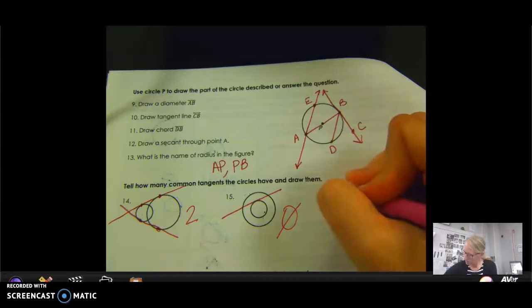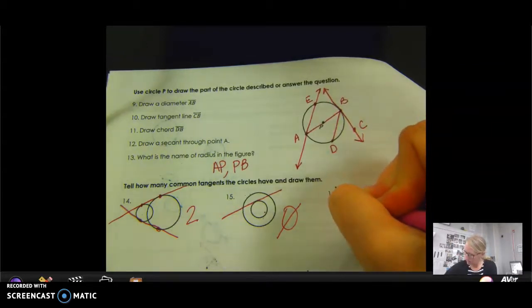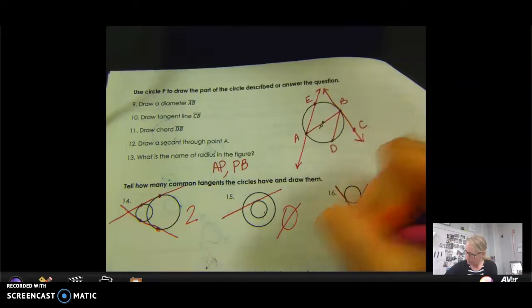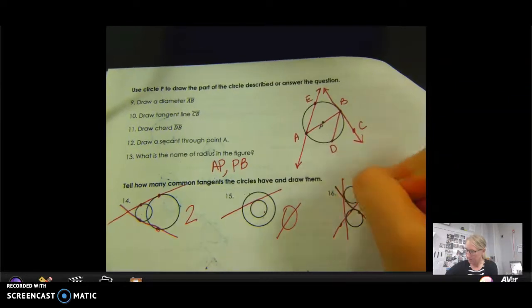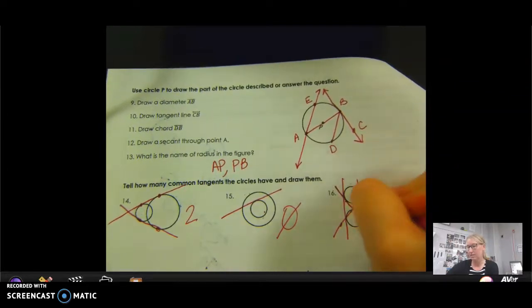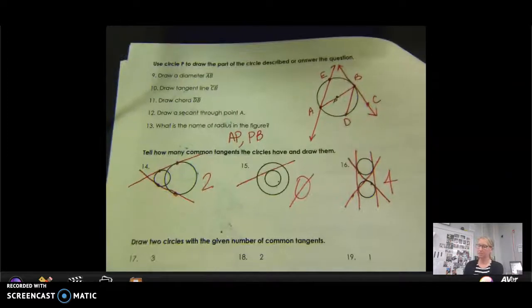Here, this one's kind of tricky. It actually goes diagonal. It's there and there. It's there and there. Ooh, there's actually more than that. We can also go down like this, and we can go down like this. So this one actually has 4 common tangents.